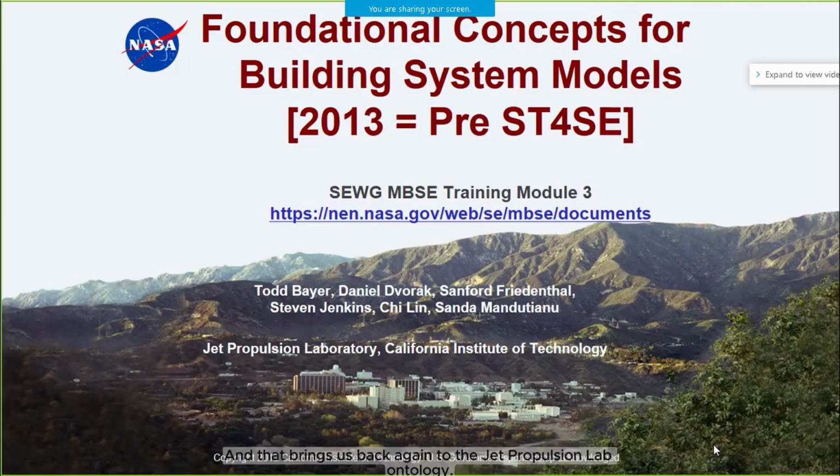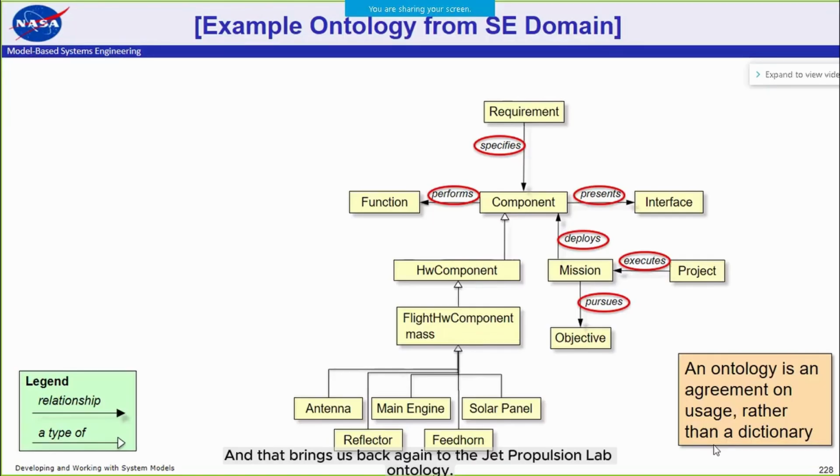And that brings us back again to the Jet Propulsion Lab ontology. So this is a wider view now. First of all, we see that components are more than just hardware components. So hardware components are a special kind of component. That solves some of the problems I referred to earlier. Although, as I say, we're not going to be very pleased when we see what the other kinds of components might be. And then we have flight hardware component.